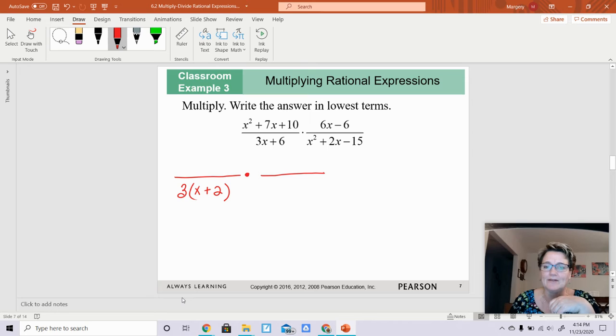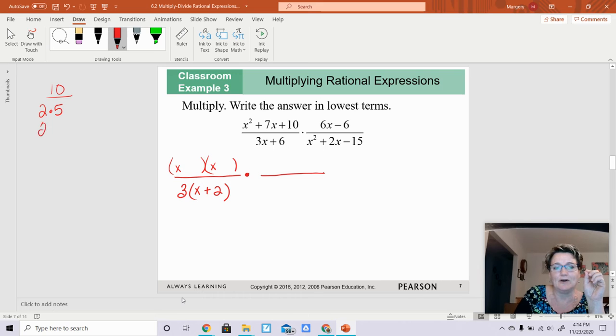Now the numerator, this has an x squared, so I know I'm going to have 2 sets of parentheses. The only way to get x squared is x times x. Now the number 10, I know that 2 times 5 is 10. And I know that 2 plus 5 is 7 because that's your middle term. Okay? This is your middle term. That helps.